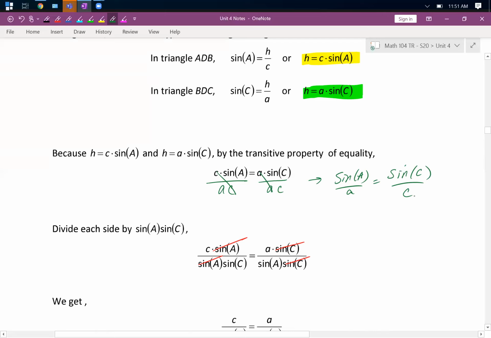I kind of flip-flop back and forth between the two. Probably I put the sines on the bottom more times because, I don't know, visually I just like my denominator to look bigger than my numerator.